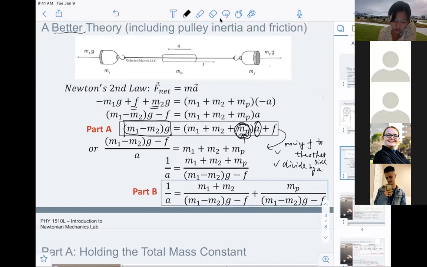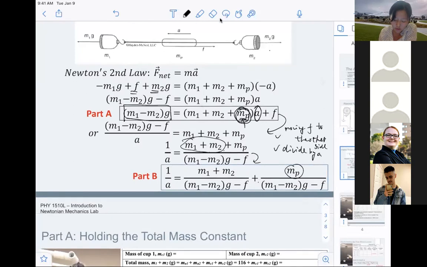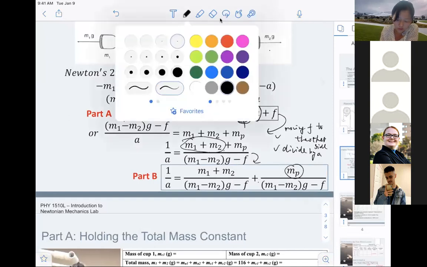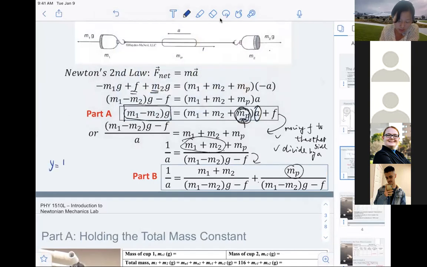And we want to plot 1 over A versus what? Versus M1 plus M2. So you need to separate this from the rest of the equation. So this one becomes M1 plus M2 divided by the entire denominator, plus MP, mass of the pulley, divided by the entire denominator. So even though this is in such a weird shape, you can see that it is still in the format of y equals kx plus b, okay?